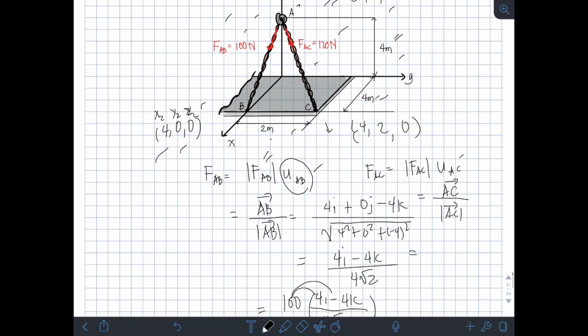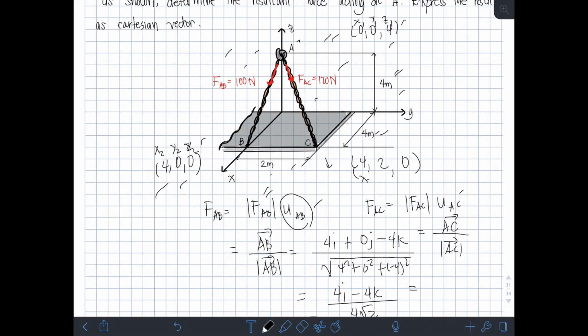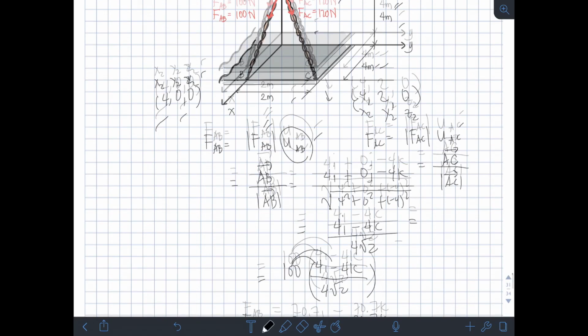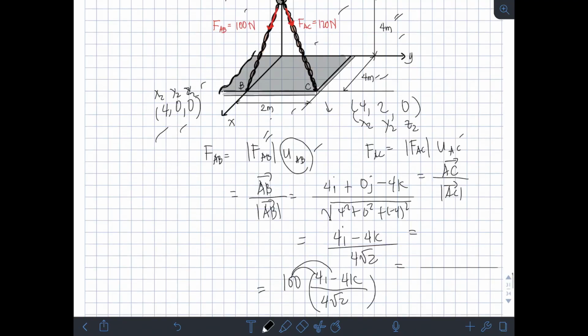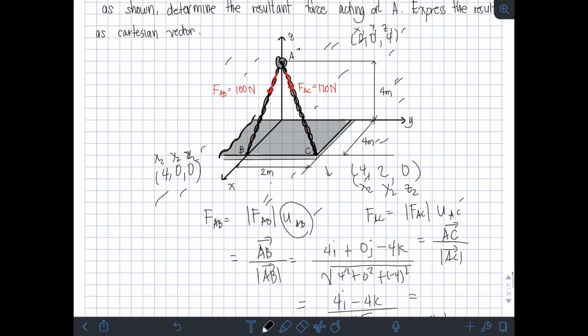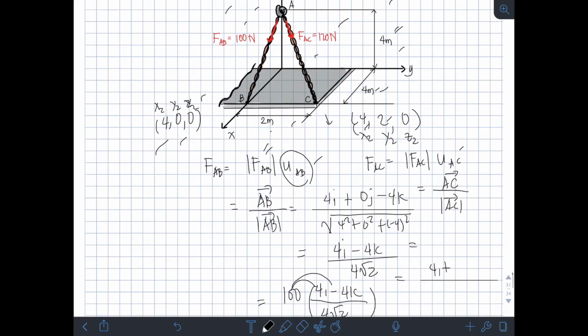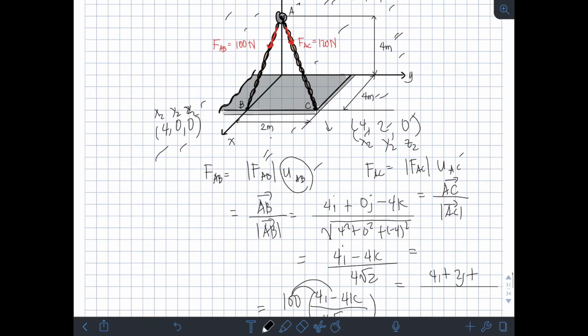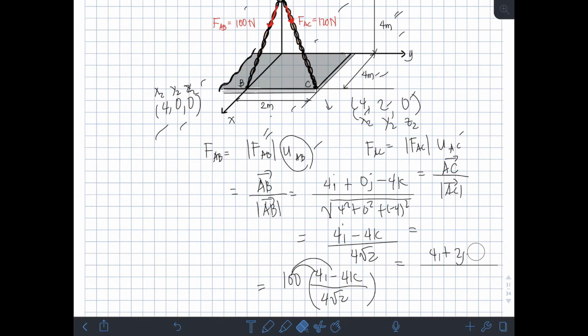Okay? Take note, from A to C, our x2 is 4, y2 is 2, and z2 is 0, and x1, y1, z1 is still point A. So, substitute. We have x2 minus x1 times i, so 4 minus 0 is 4i, plus y2 minus y1, so 2 minus 0 is 2j, plus z2 minus z1, which is 0 minus 4 or negative 4k, over the magnitude, the square root of 4 squared plus 2 squared plus negative 4 squared.